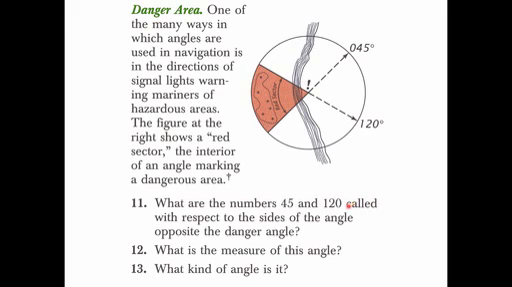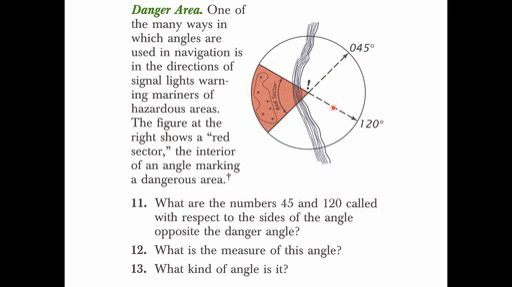Navigation is used a lot, it says, and these are signal lights warning sailors of dangerous areas in the sea. You can see some stuff there that I guess would cause a problem. The figure at the right shows a red sector, a dangerous area. Some questions. What are the numbers 45 and 120 called with respect to the sides of the angle opposite the danger angle? So here's the danger angle. Here's the angle opposite that danger angle. What do you call these numbers?